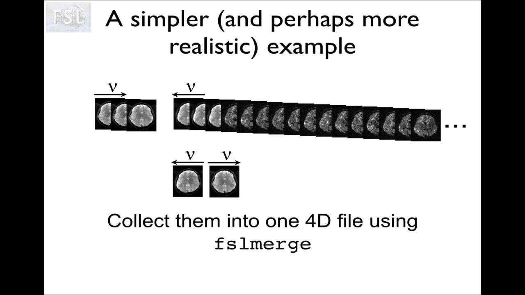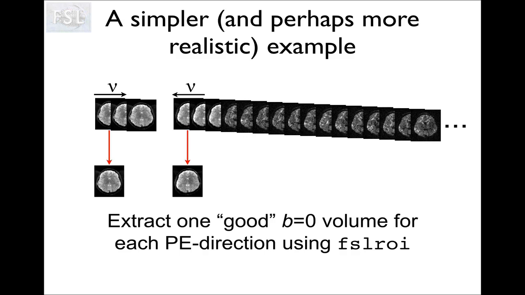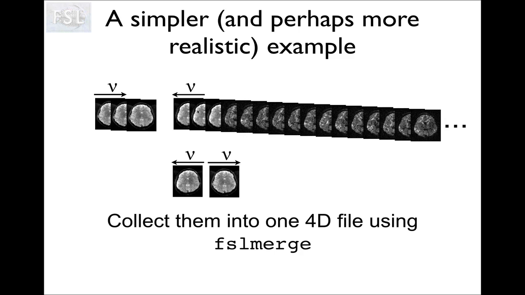As before, collect them into 1 4D file using fslmerge, and if you look at this you can see what I've done here is I've put the B0 file, which is the first volume of the diffusion dataset, as the first volume in the 4D file that I'm going to feed into topup. Because remember, this is the volume that determines the space that we estimate the susceptibility field in. So it's important that that is the same one.